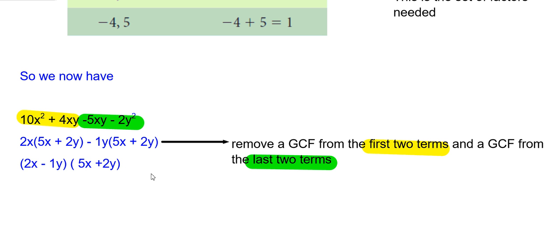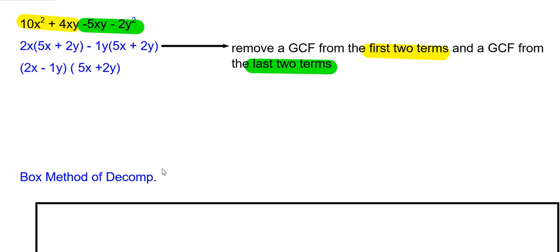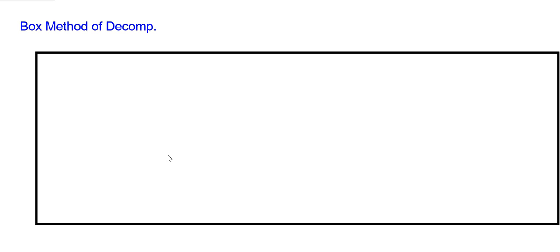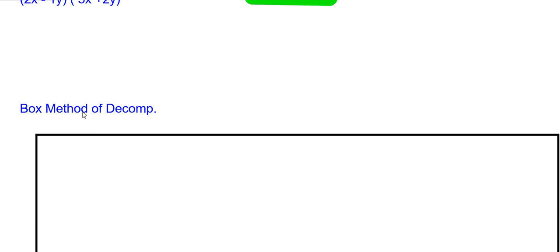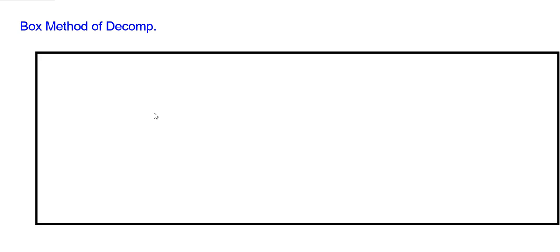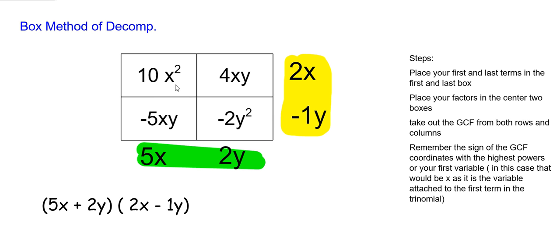times 5x plus 2y. Now, I know some of you prefer the box method of decomp versus the equation method that I just showed you, so here is what your box method would look like. I'm going to place the first term in my trinomial in the first box. The last box is going to have my third term, and in the middle are going to be the 2 factors we found in the previous step. I'm now going to remove a GCF from all rows and all columns.